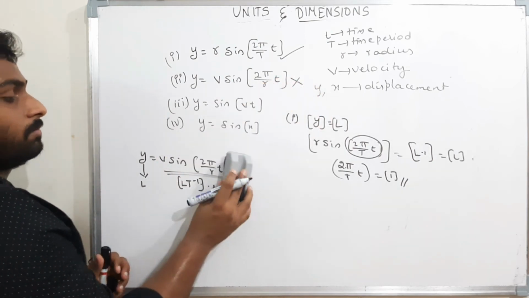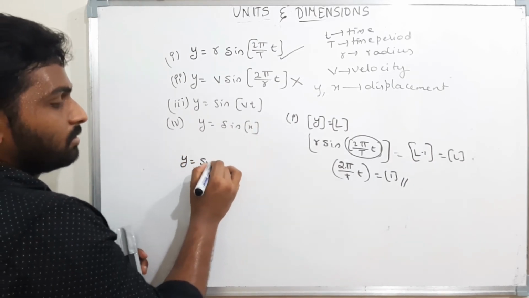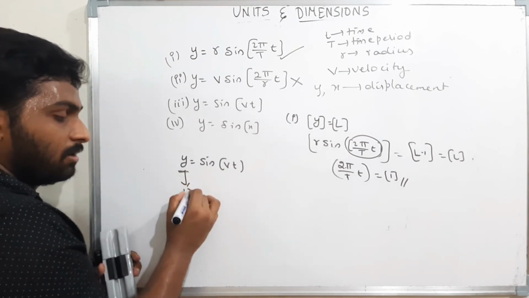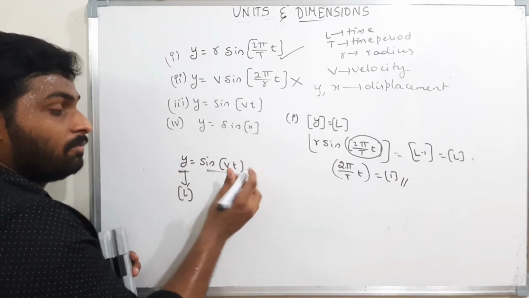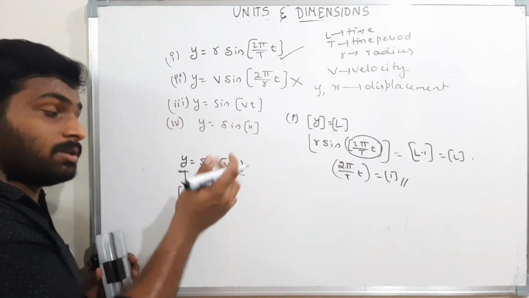Okay, now the third one, where y is equal to sin Vt. What is the dimension formula for LHS? It is L. What is the dimension formula for sin Vt? Sine itself is a trigonometric function, a constant. Therefore its dimension is 1.